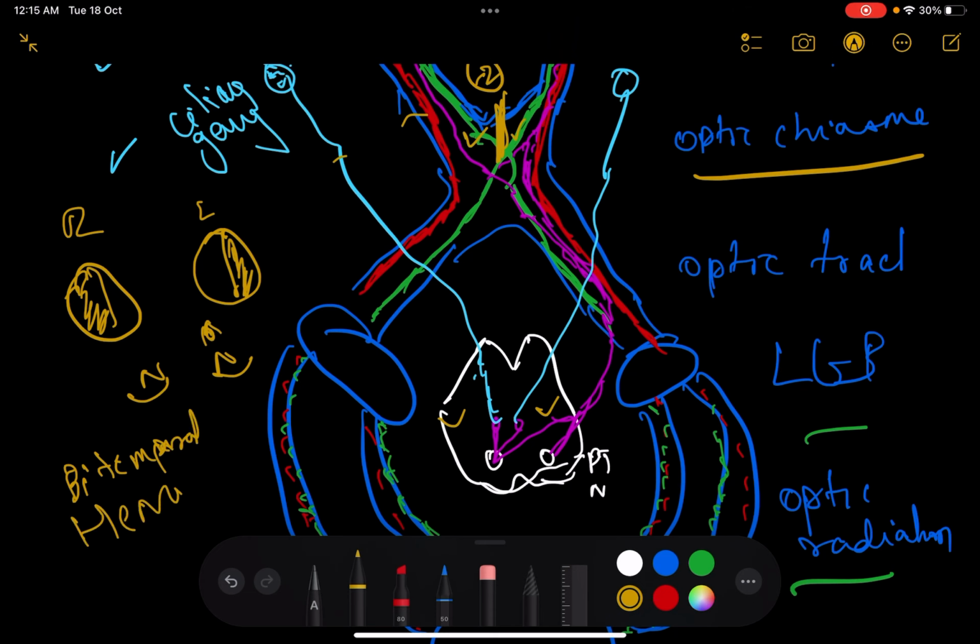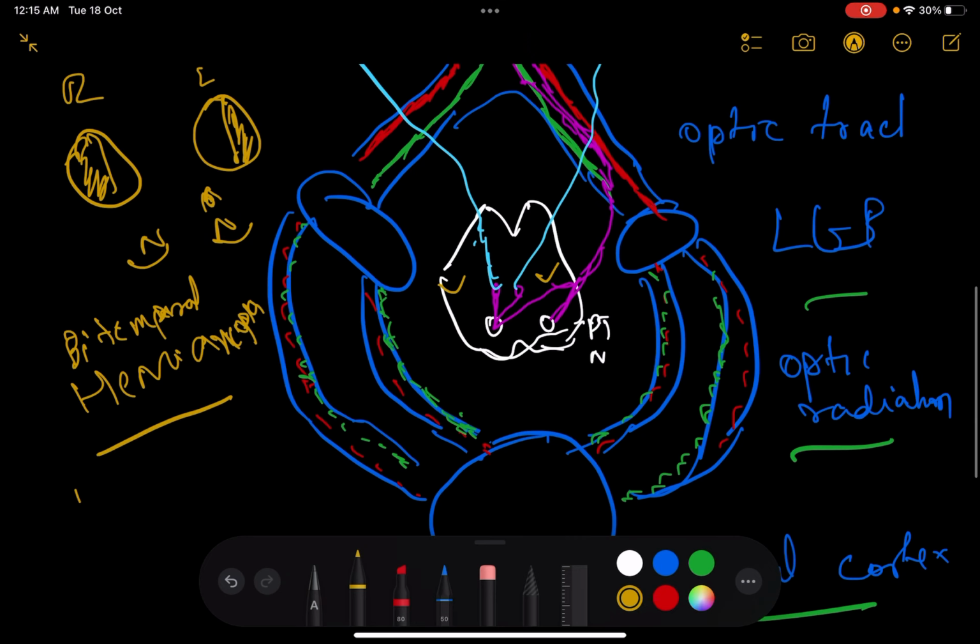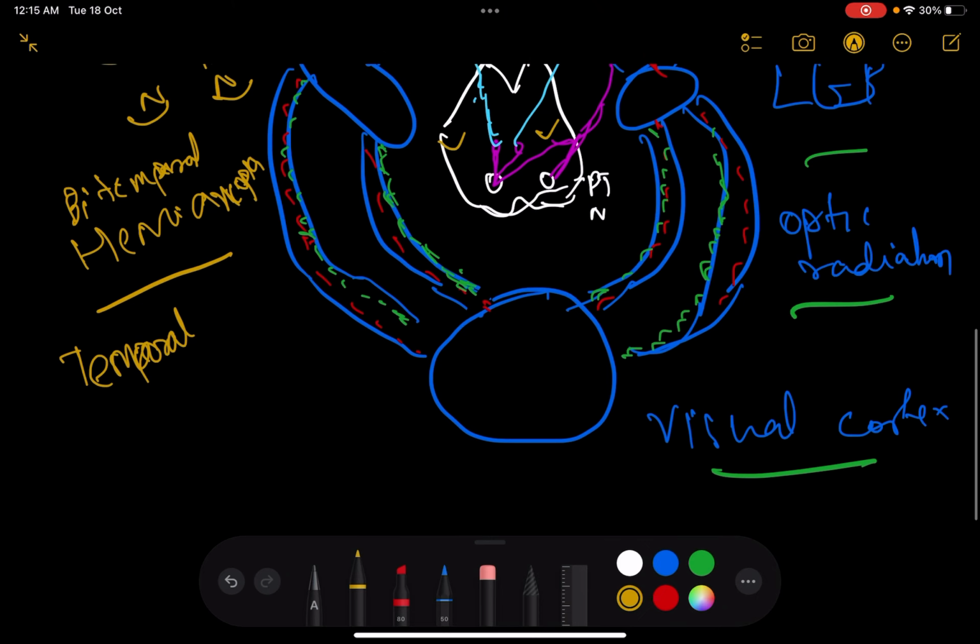Hemi, because half. Anopia. Hemi means half of each eye. Now what is it also called? It's called temporal heteronymous hemianopia, because two eyes are involved.